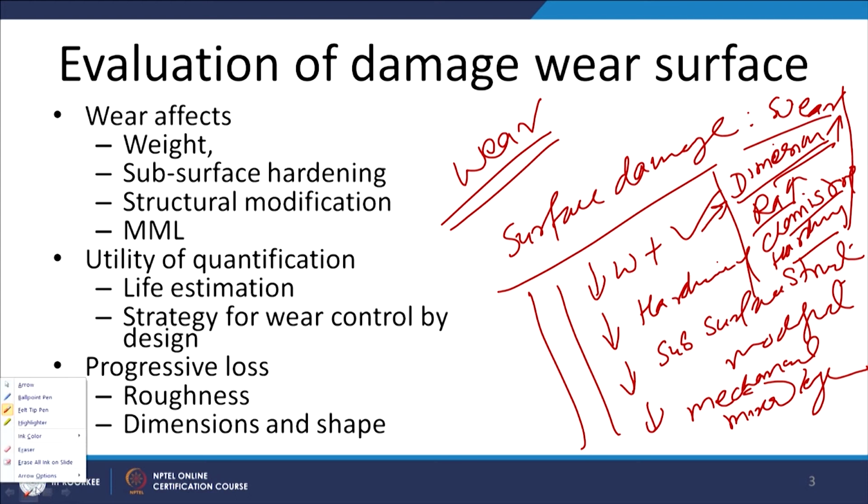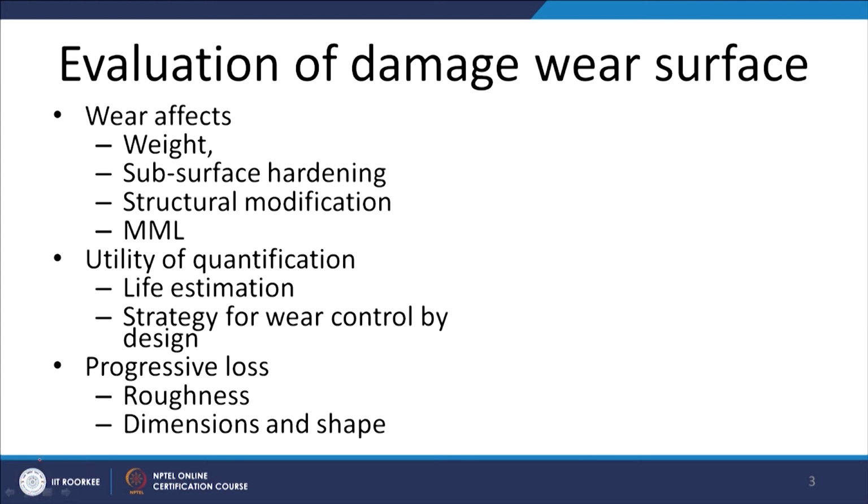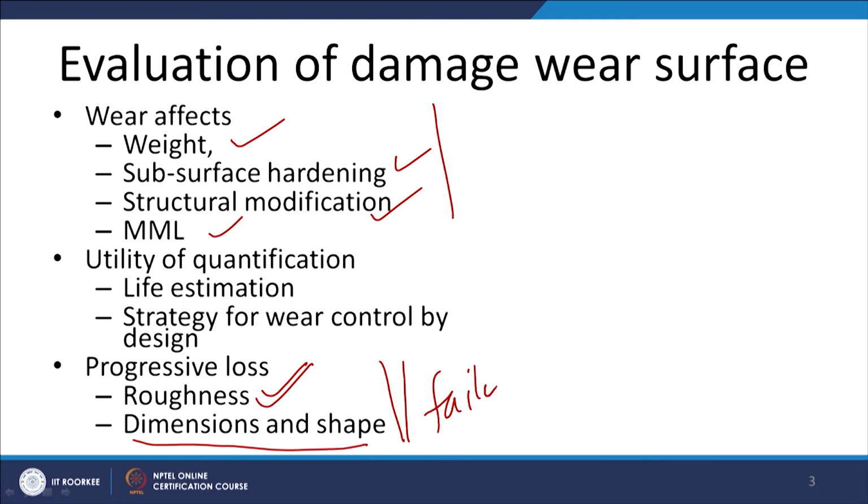So here this is what we say, that weight loss, subsurface hardening, structural modification, mechanical layer formation takes place whenever wear is taking place, and this continuous progressive loss of the material during wear causes the increased surface roughness or modified dimension and geometry of the component. And when these things happen beyond acceptable level, we will say that the component has failed and we need the repair or a replacement of the component.